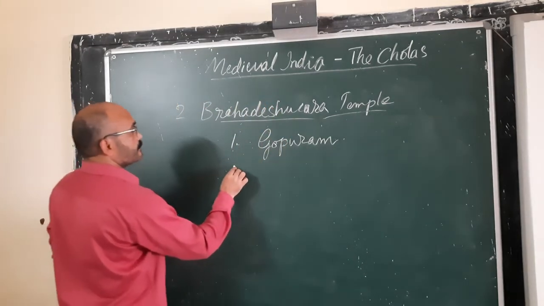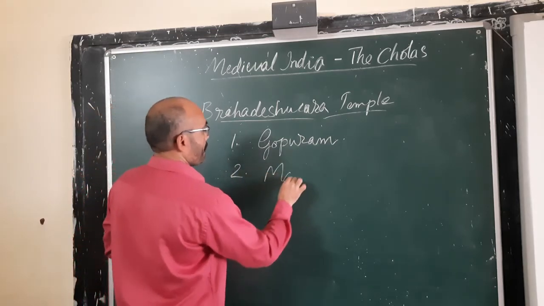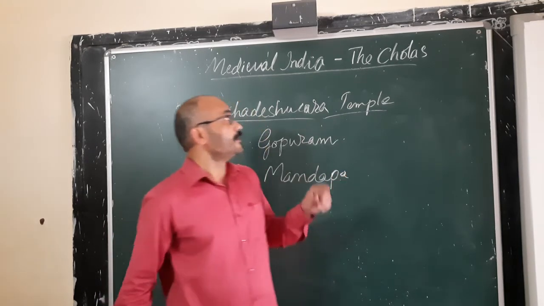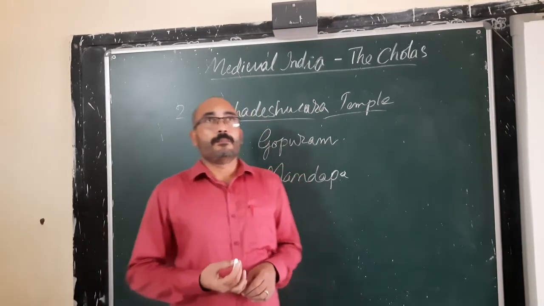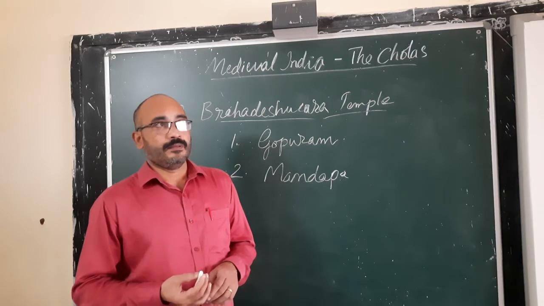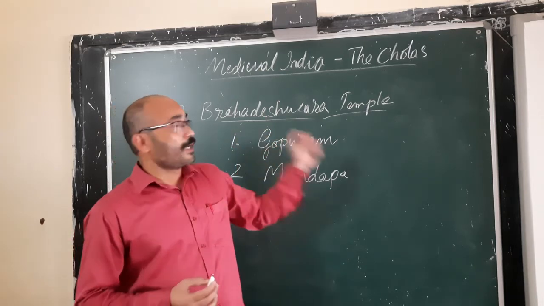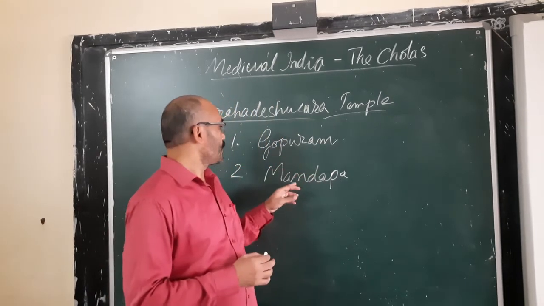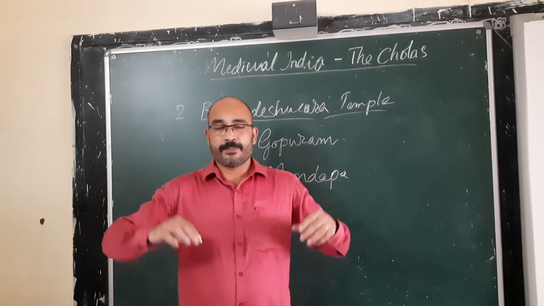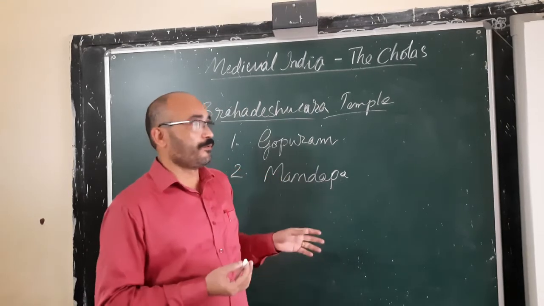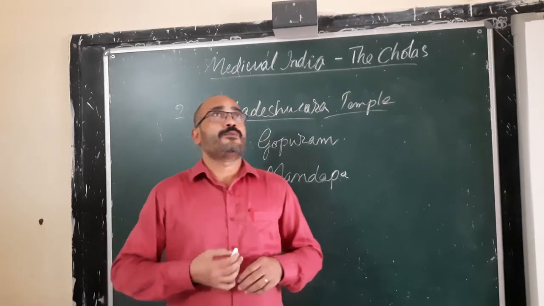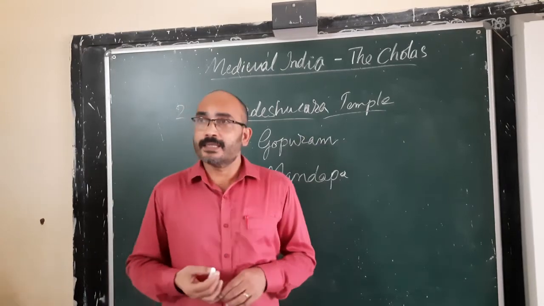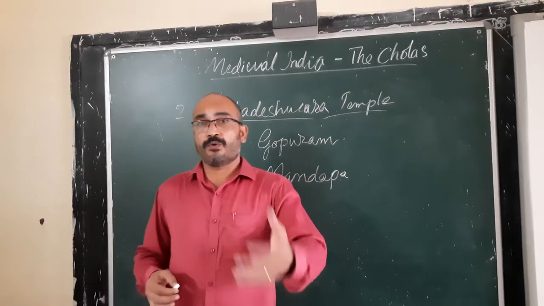And another one is a mandapa. Mandapa is another feature of the Dravidian style of architecture. Mandapa is an audience hall. These Chola temples had an audience hall attached to them. That is called mandapa. This is a prayer hall. For the facility of the people who are coming to the temple for prayer and worship, a pillared hall was built, that is called a mandapa. So this is an audience hall or a prayer hall.